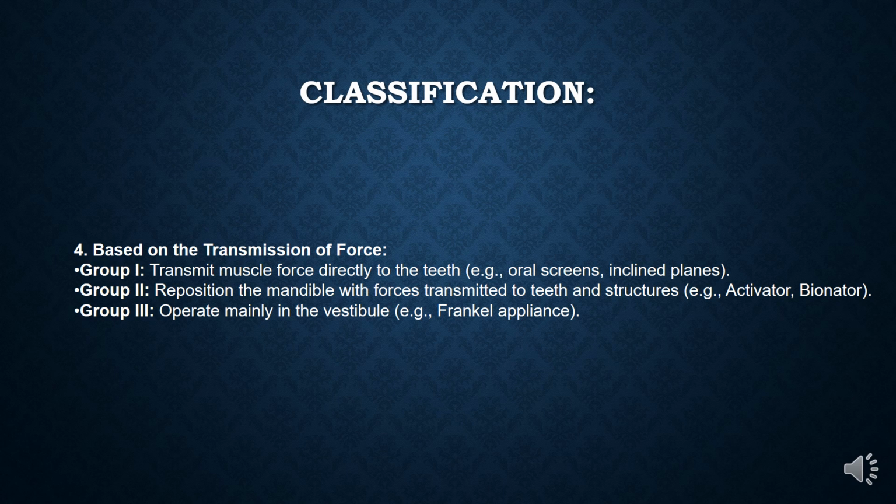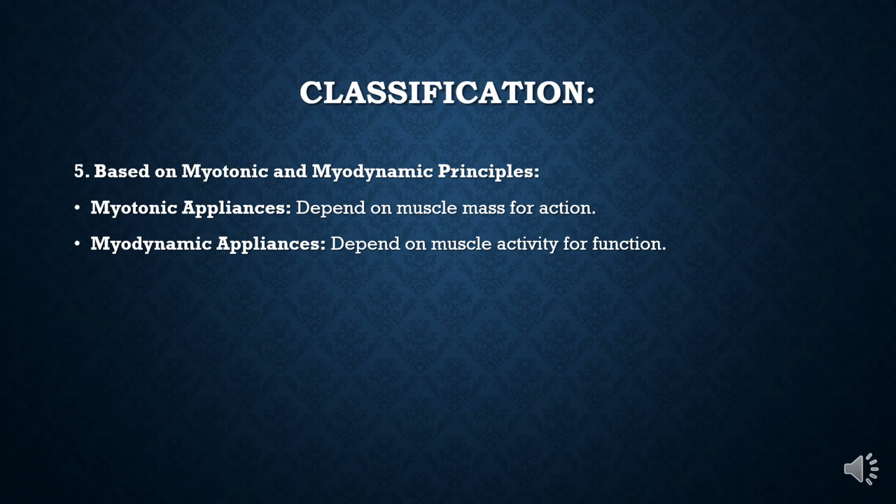Group 2 appliances reposition the mandible and the resultant force is transmitted to the teeth and other structures. Examples include activator and bionator. Group 3 appliances also reposition the mandible, but their area of operation is the vestibule, outside the dental arch. Examples include Frankel appliance and vestibular screen. Based on myotonic and myodynamic principles, they can be classified as myotonic appliances, which are functional appliances that depend on the muscle mass for their action, and myodynamic appliances that depend on the muscle activity for their function.